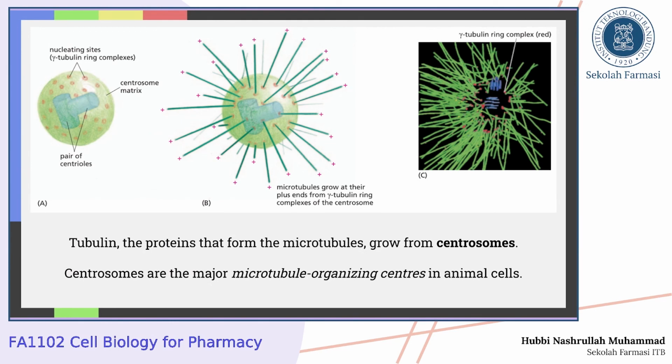Another important structure involved in cell division is the centrosome. Tubulin, the proteins that form microtubules, polymerizes or grows from nucleation sites on centrosomes. The centrosome is the major microtubule organizing center in animal cells. They control the location, the number, and also the orientation of microtubules that grow from their nucleation sites. The centrosomes are typically located near the nucleus when the cell is not dividing and move toward opposite ends of the cell during cell division.